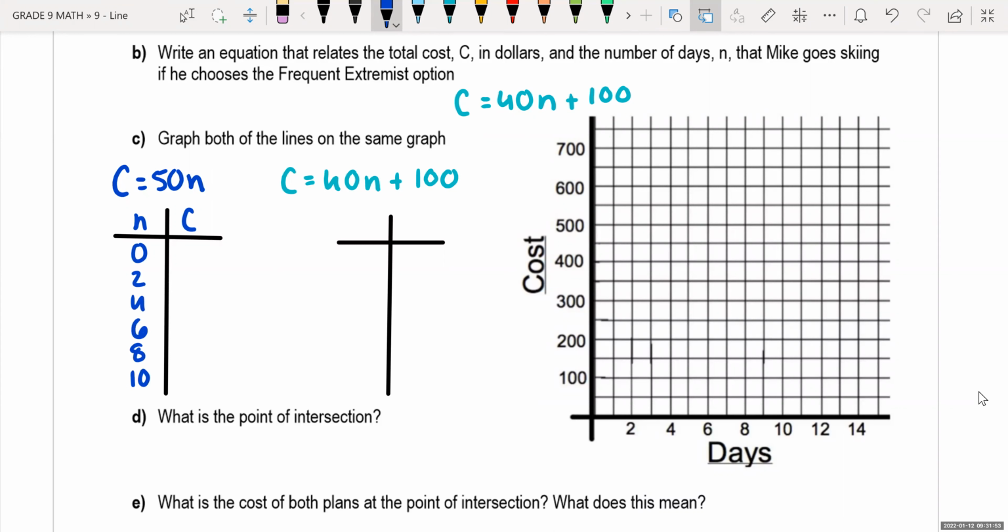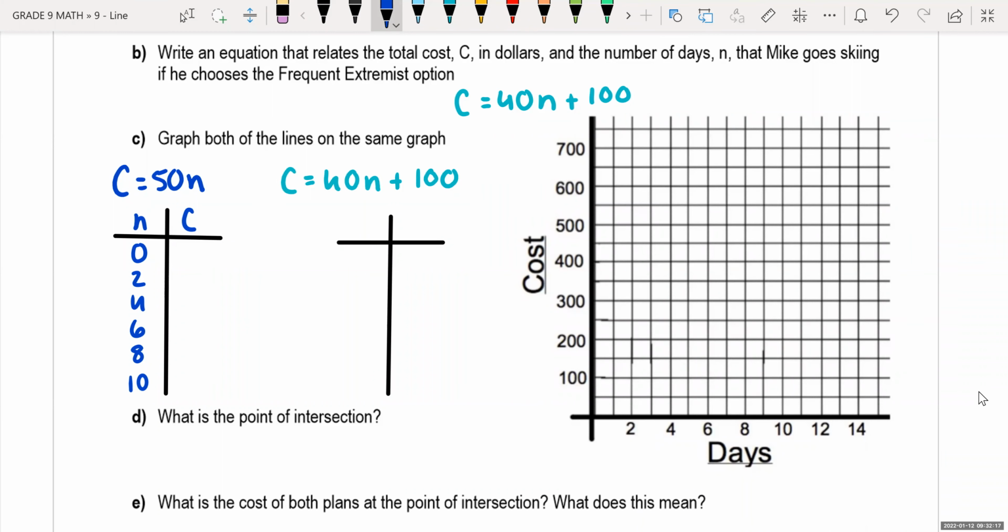Why am I picking those? I'm kind of cheating. I can see that that's the scale they went up with here. If you didn't want to use those numbers, you could also just go 0, 1, 2, 3, 4, 5. That's fine as well. But I'll stick with 0, 2, 4, 6, 8, 10. Okay, now I'm going to be putting these numbers into the equation.